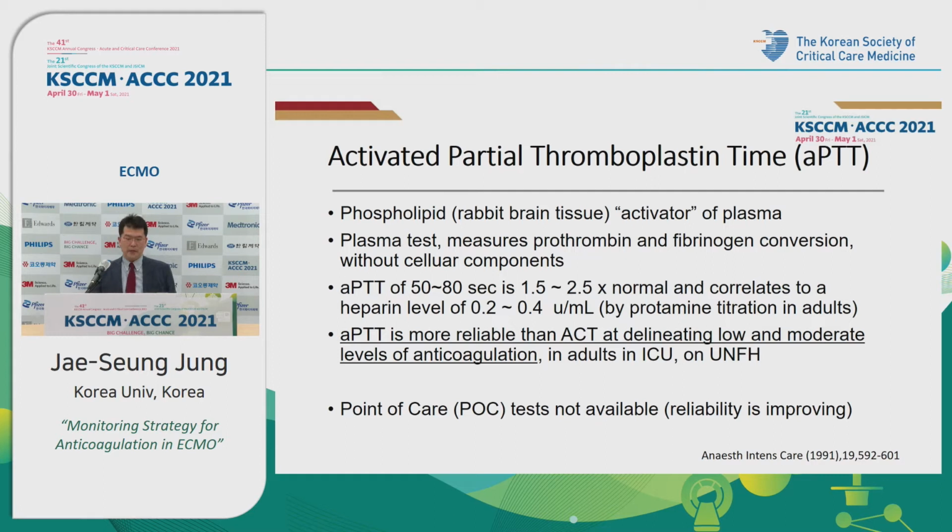Activated partial thromboplastin time, we call APTT, is one of the most commonly used anticoagulation assays, which measures the clotting time from the activation of factor 12 to the formation of a stable fibrin clot. APTT from 50 to 80 seconds is 1.5 to 2.5 times the normal range, and correlates with a heparin level of 0.2 to 0.4 unit per milliliter.